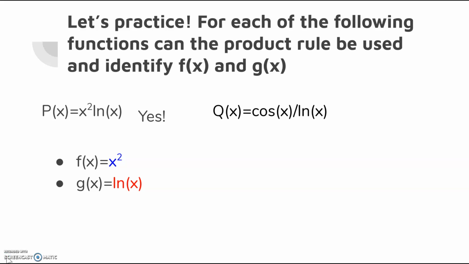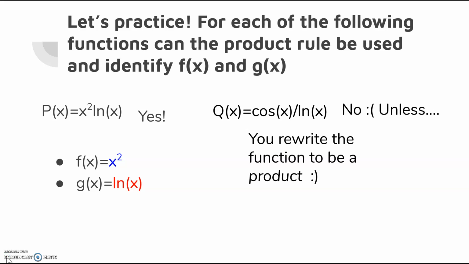In our next example, we have cosine of x divided by ln of x, which isn't something that looks like we can use the product rule for. But we can rewrite the function to be something that we can use the product rule for with some algebraic manipulation. In this case, we can take ln of x out from underneath cosine of x to get cosine of x times 1 over ln of x, which is exactly the same problem and equal to cosine of x divided by ln of x.